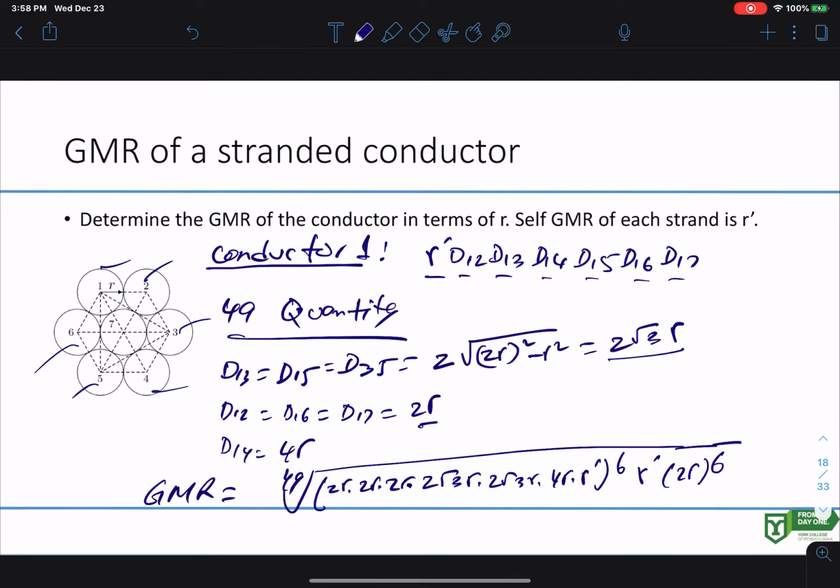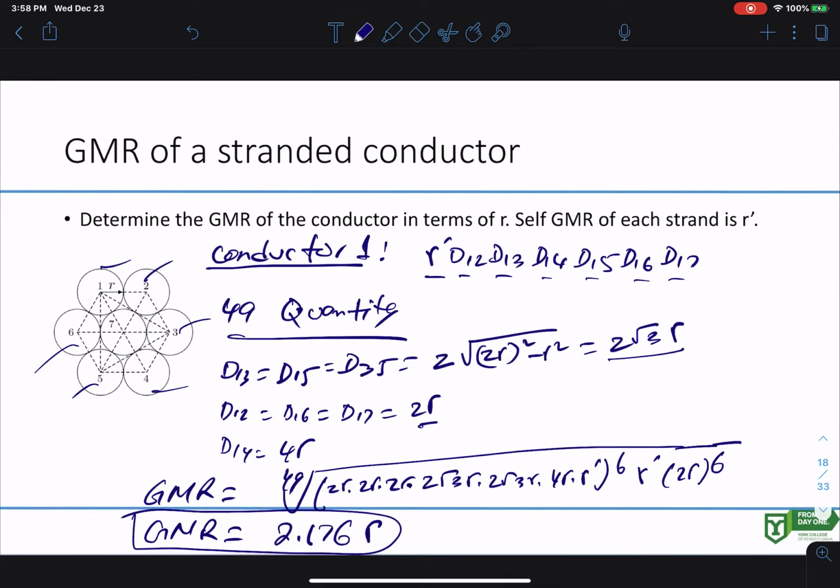Now look at that. There's 49 inside, and if you do the GMR here for this one, you will see that your result will come to 2.176R. So that is your GMR for this particular example. See how for the GMR you find the distance between each pair and take the geometric mean of all of them.